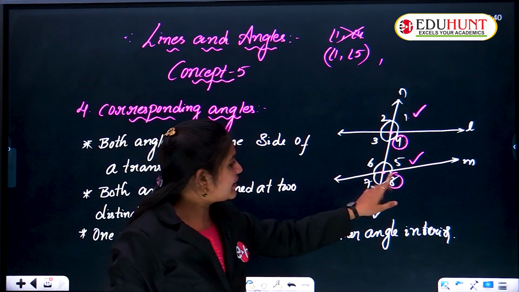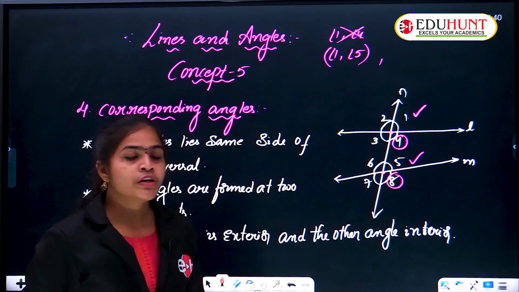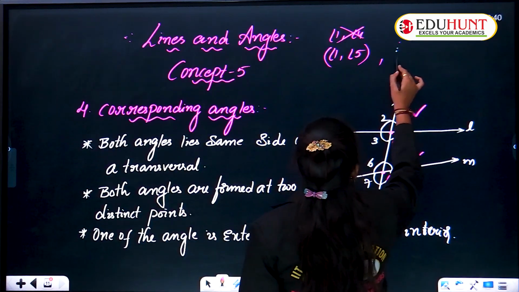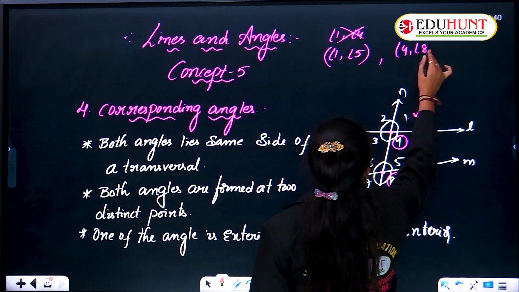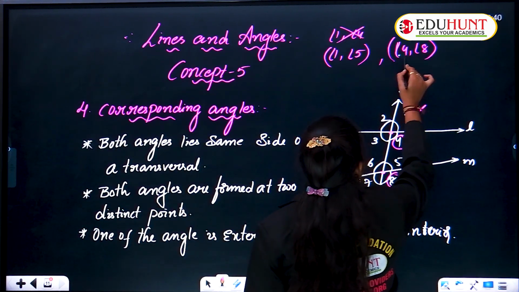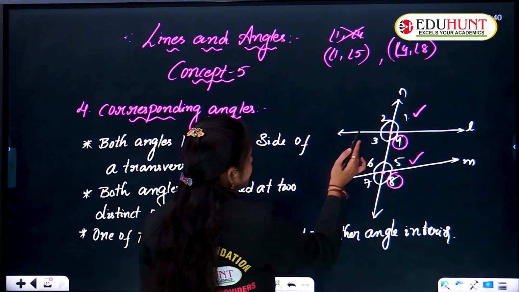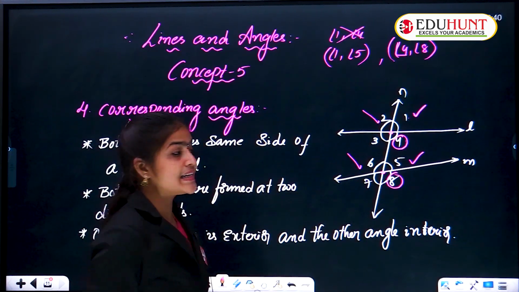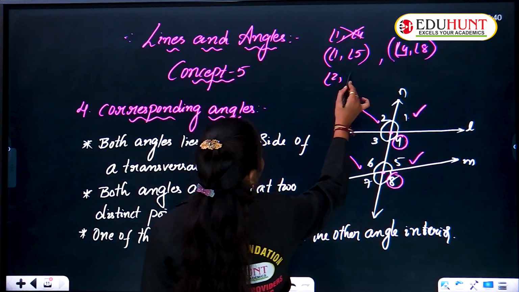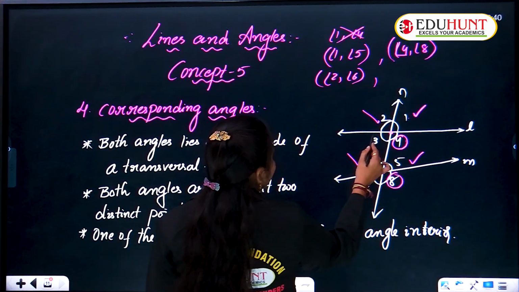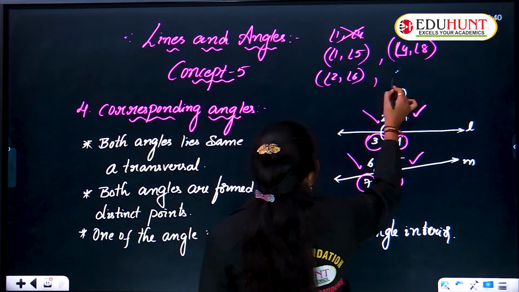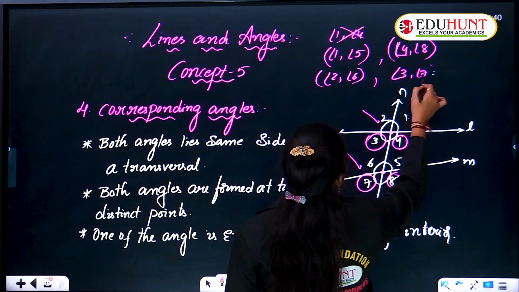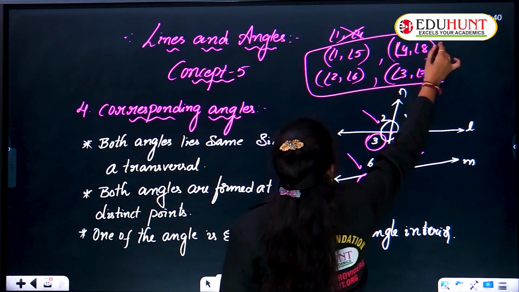One is interior, another one is exterior. Clear? So what is another set of angles here? Angle 4, angle 8. And in the same way, on the left side, here also 2 and 6. Angle 2, angle 6. And in the same way, 3 and 7. Angle 3, angle 7. These are the 4 pairs of angles.